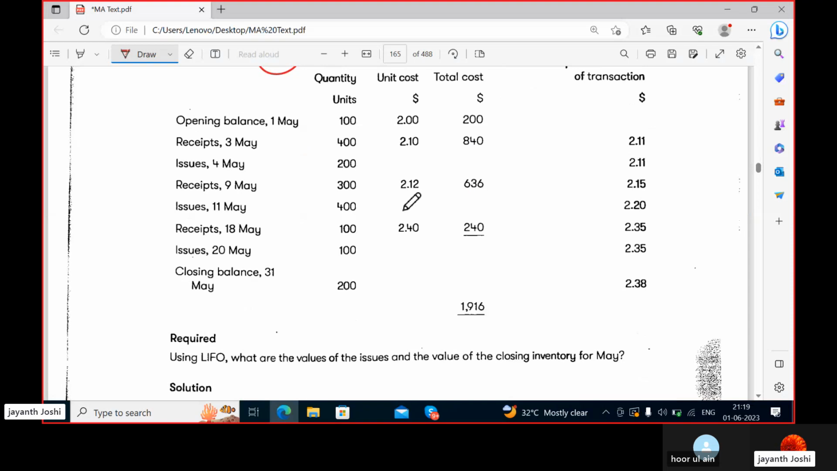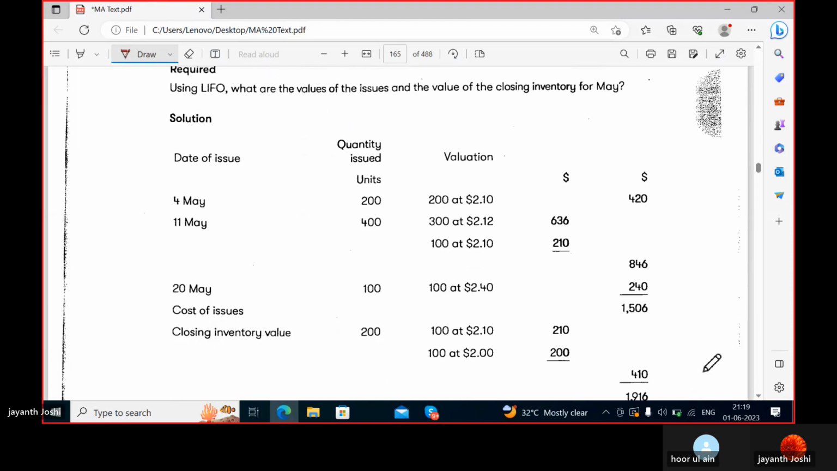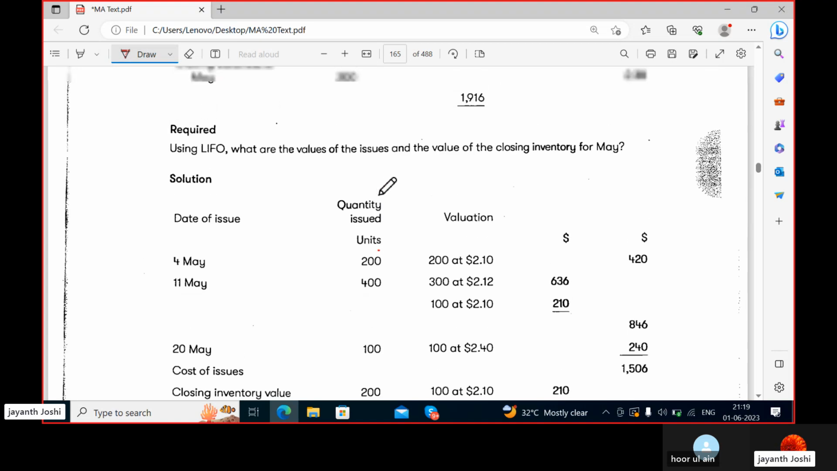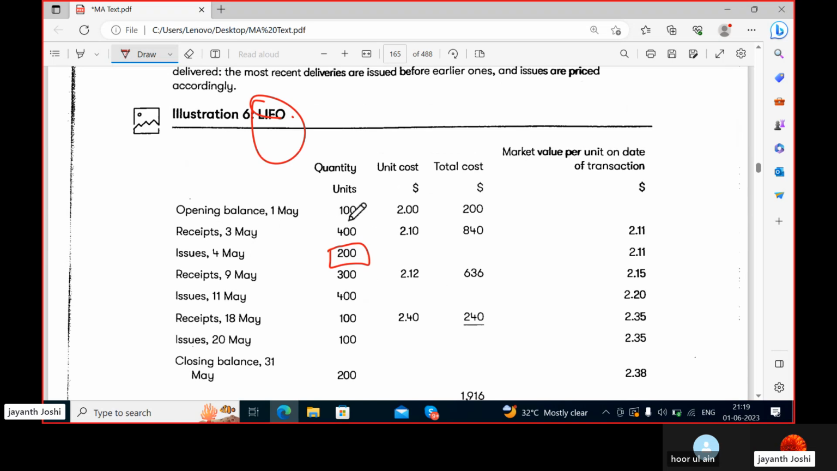So we will start with the issues, 200 units again. So 200 units, of course, you have to sell. But what you have to do is you should not take from the opening balance. You should take from the last one which you purchased, which is this. So from this, I will take 200 units and sell it. That is this lot, and that is more than enough to fulfill my order. So if I take 200 units, I am left over with 200 units at the rate of 2.40, this lot.